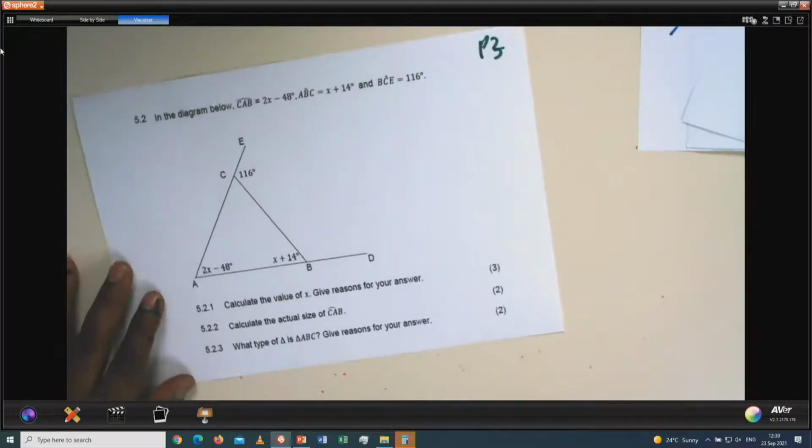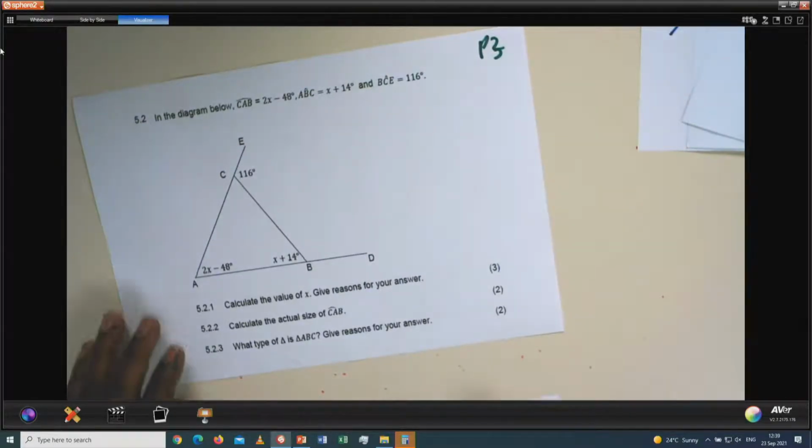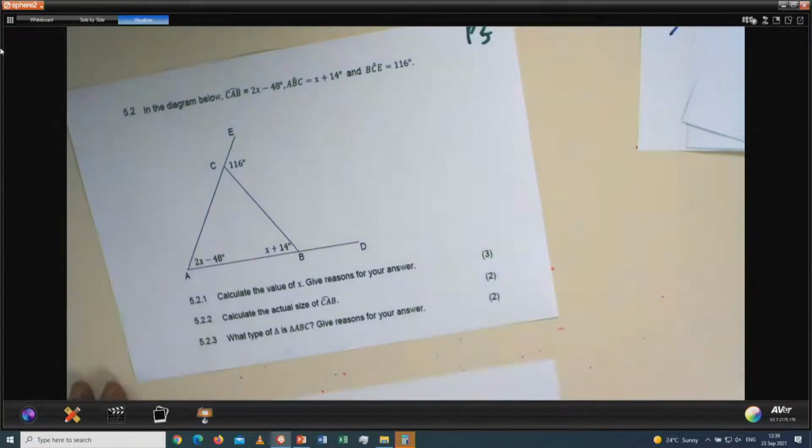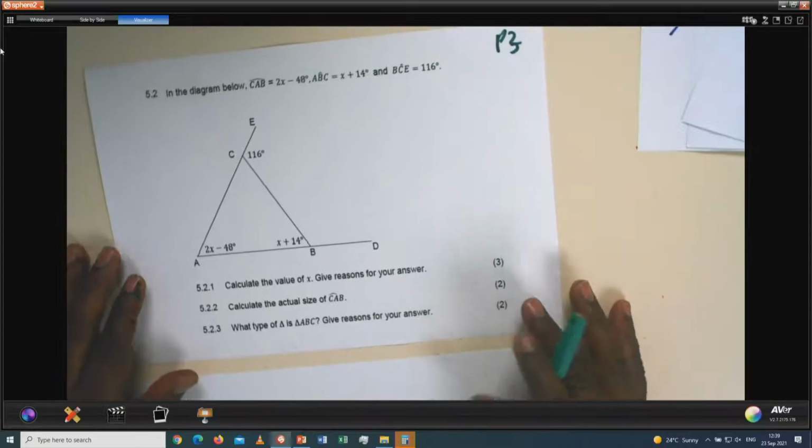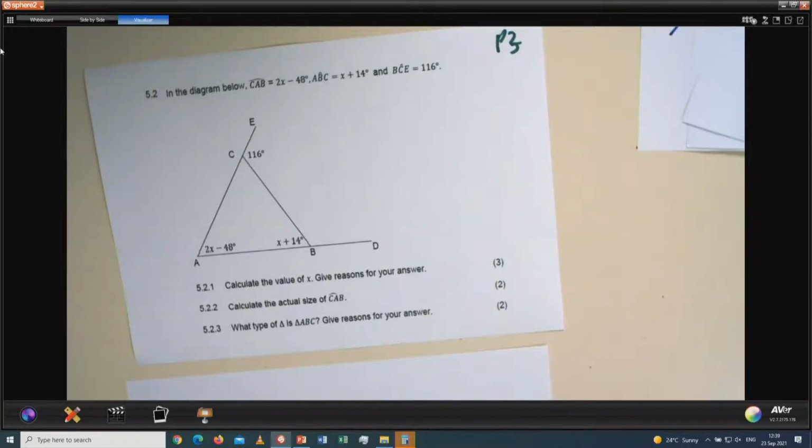All right. Let's look at this one now. After doing this one, we'll take a break. But again, what do you have? Calculate the value of X, give reasons for your answer.